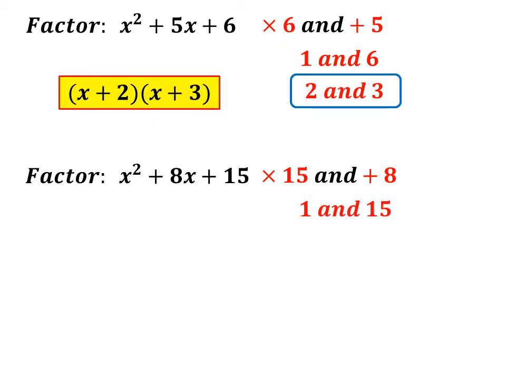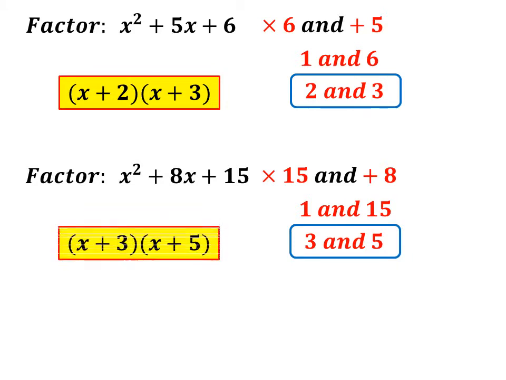We can try 1 times 15 is 15, but 1 plus 15 is 16. 3 times 5 is 15, and 3 plus 5 is 8. So our solution will be x plus 3 times x plus 5. So again, if both our constant term and linear term are positive, both numbers inside the parentheses will be positive.